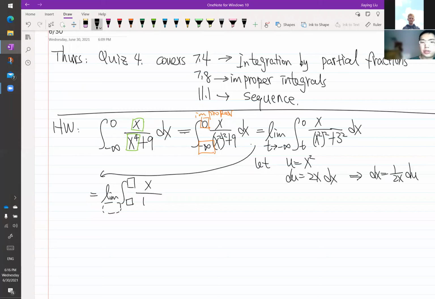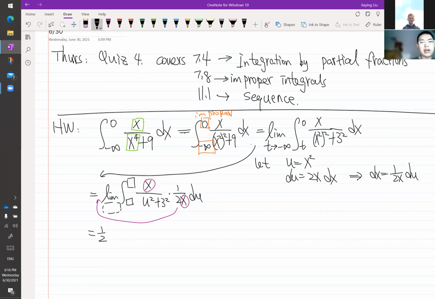x over u squared, that's x squared squared, plus 3 squared, that's 9, and the dx becomes 1 over 2x du. Immediately, I can cancel out the x in the denominator and the x in the numerator. And I have a 1/2 as a constant. So I'm going to bring the 1/2 in front of the integral, but the 1/2 doesn't get involved when we take a limit, so we can bring the 1/2 all the way outside. Just get it out of the way.